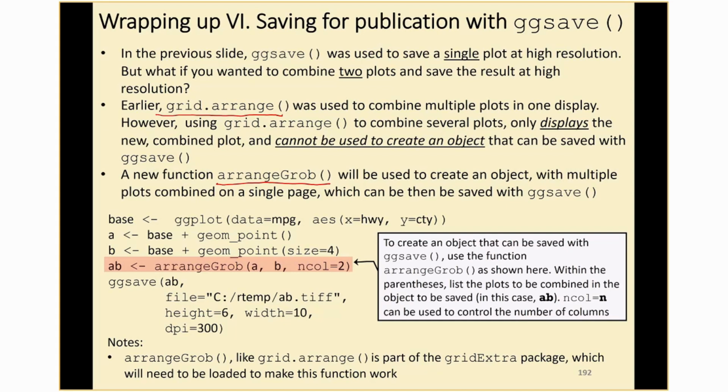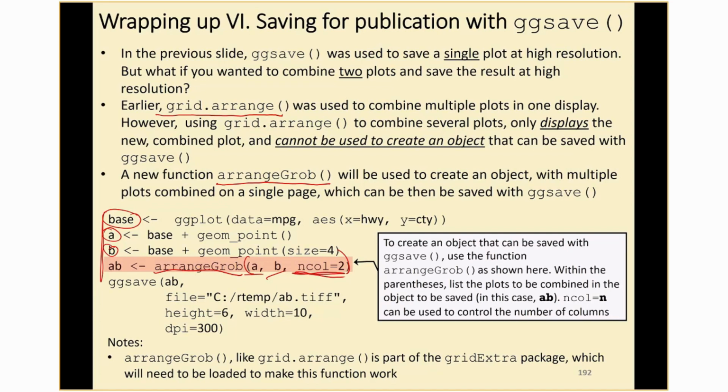So down here we've got some code that illustrates that. I've created an object first called base, and then based on base created these two new plots, A and B. And I want to combine them, but I want to combine them in such a way that they can be saved with ggsave. And so the function I use is arrangeGrob. There's its open, there's its close parenthesis. I list the two plots, and if I want them side by side, I use ncol.